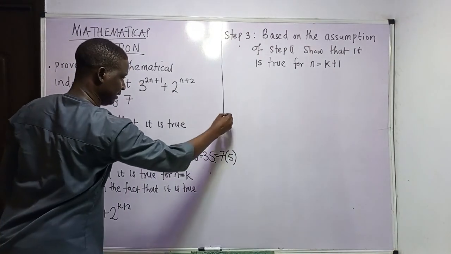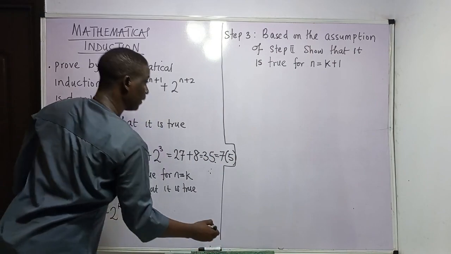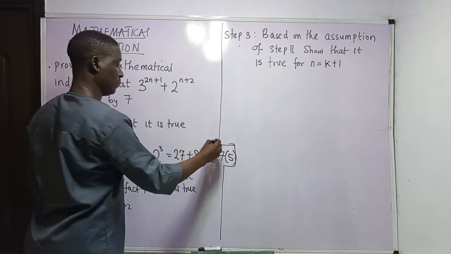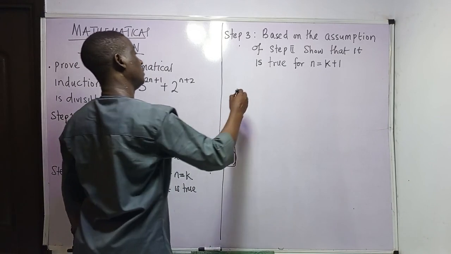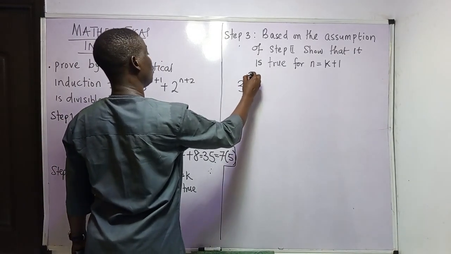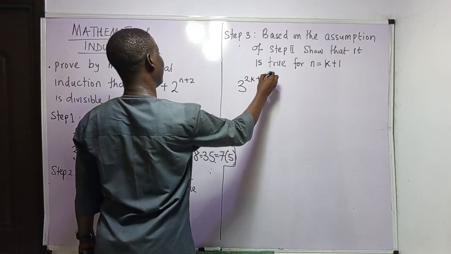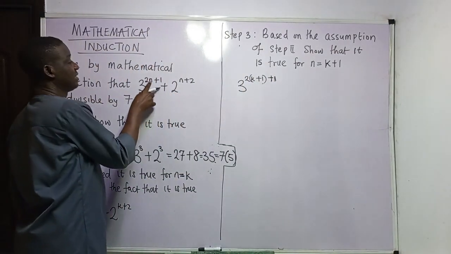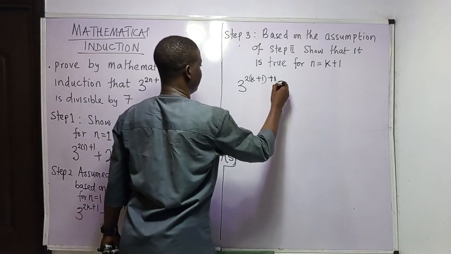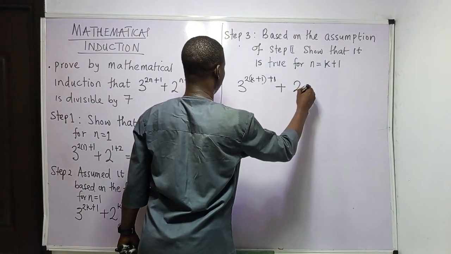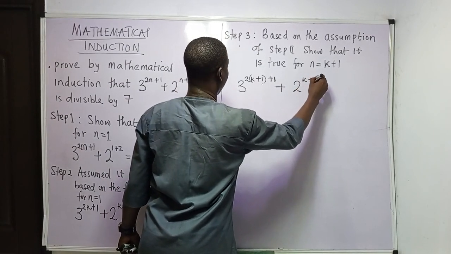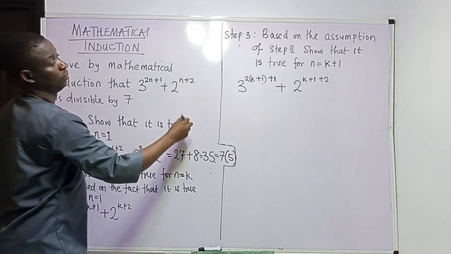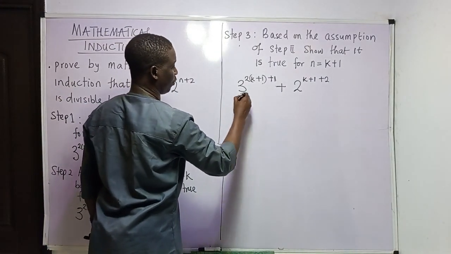So what we're going to have now is 3 raised to the power 2k plus 1 in bracket plus 1. I mean, in place of this k, put k plus 1, plus 1, then plus 2 raised to the power of k plus 1 plus 2. So this will give us 3 into bracket what?